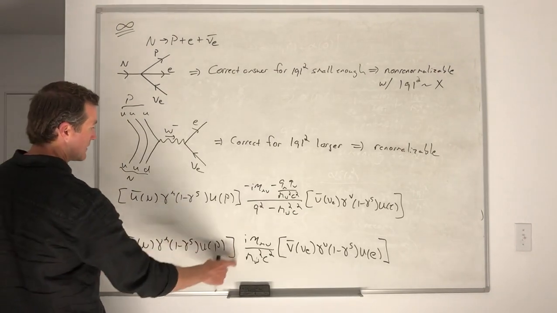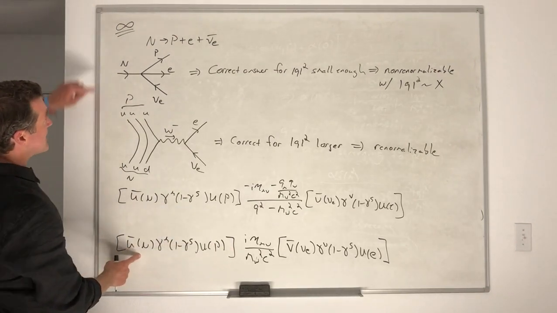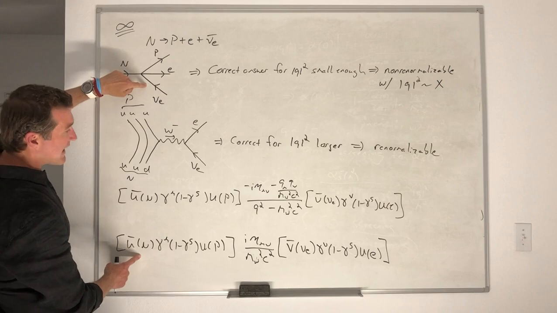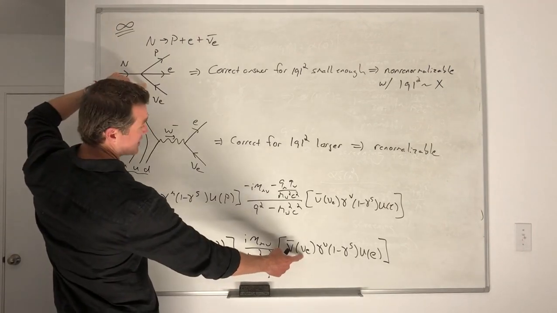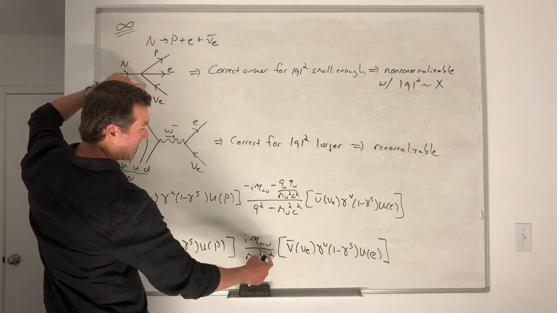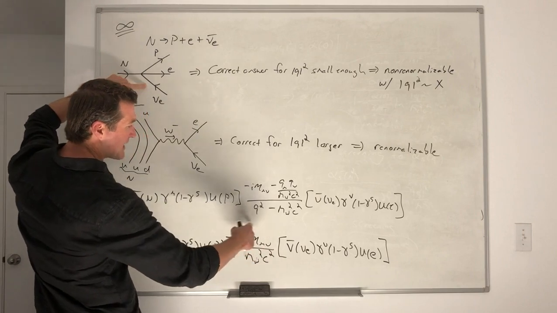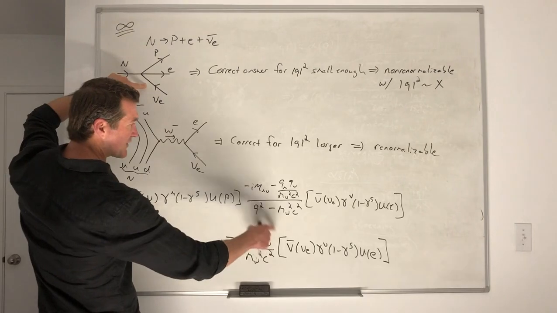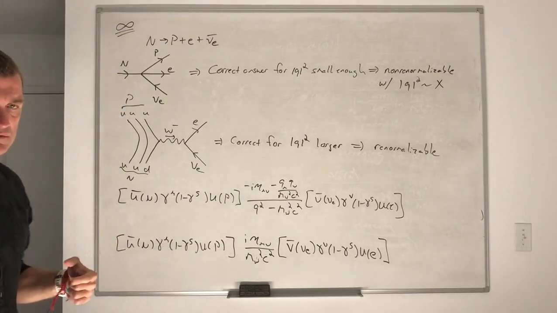And then we have the spinor sandwich corresponding to the neutrino coming in, the electron going out. Here, we have the spinor sandwich of the neutron and the proton, and then we have a spinor sandwich of the electron and the neutrino. And this factor is not really a propagator. This is more like a contribution to a vertex factor, if you will. Okay?